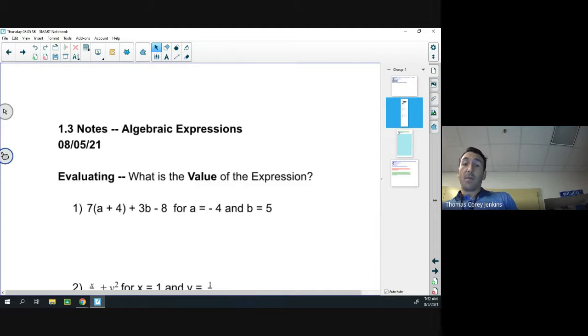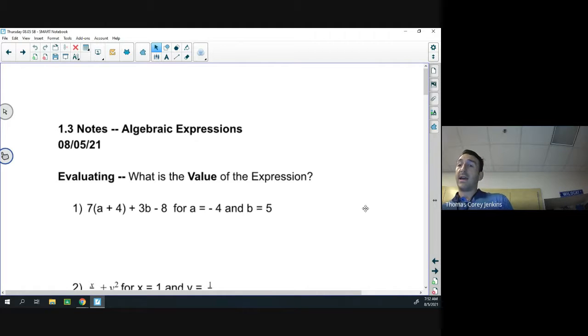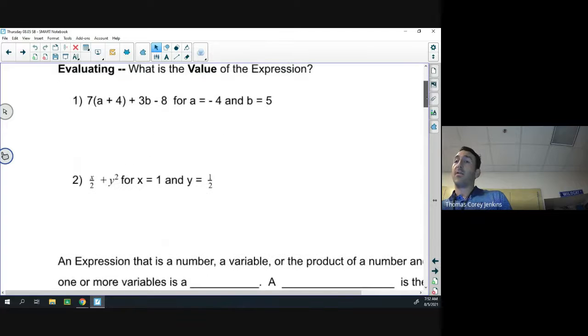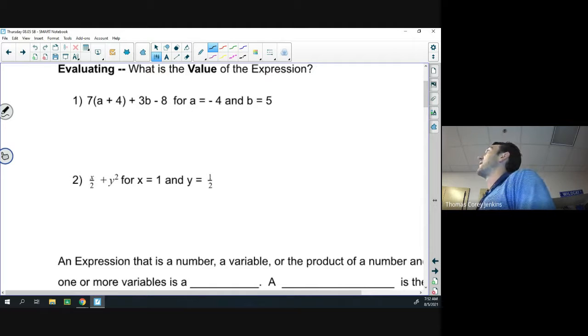All right, so example 1 is about evaluating an algebraic expression. So that basically means what is the value of the expression. In number 1, our expression is 7 times the quantity a plus 4 plus 3b minus 8. And then they define the value for us that a is -4 and b is +5. So if we're going to evaluate, we're basically just going to substitute in for a and b, and then simplify.